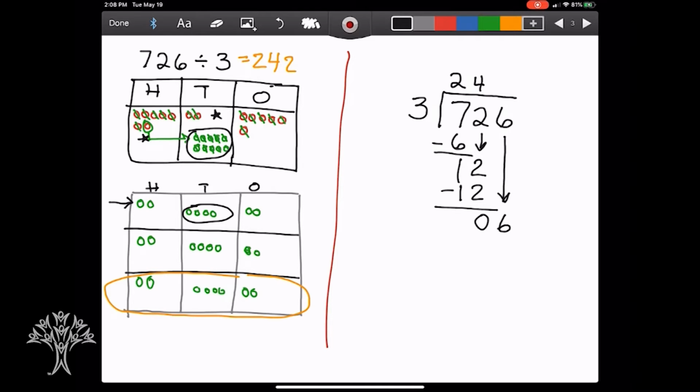Then I bring down this 6, and I think about how many times would 3 go into 6? Well, 3 times 2 is 6. And look at that, how I had 2 over there. And I have none left over. So see how we got the same answer?